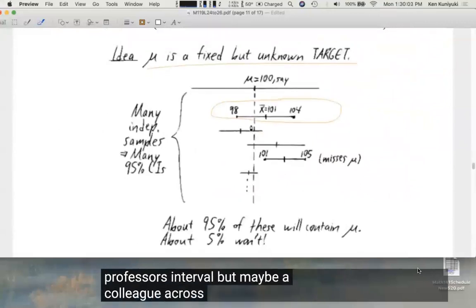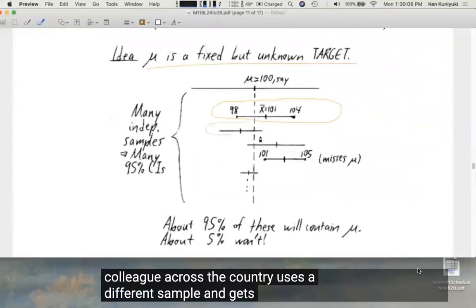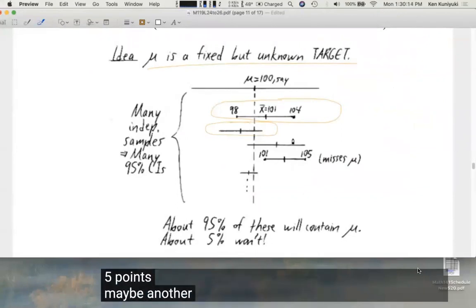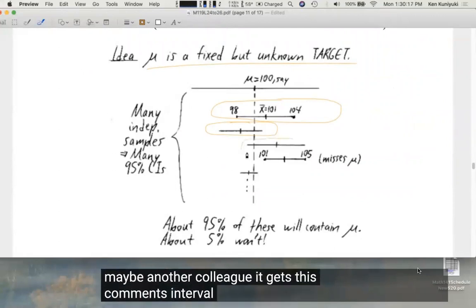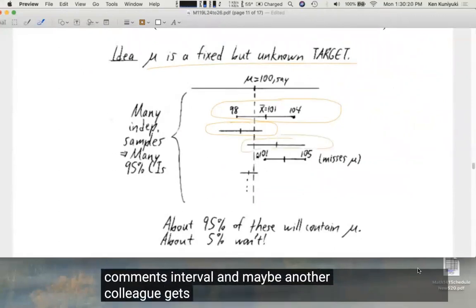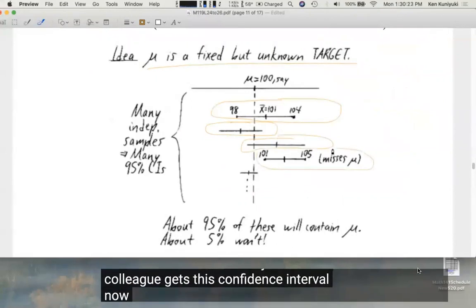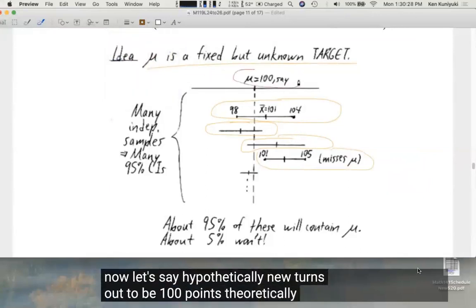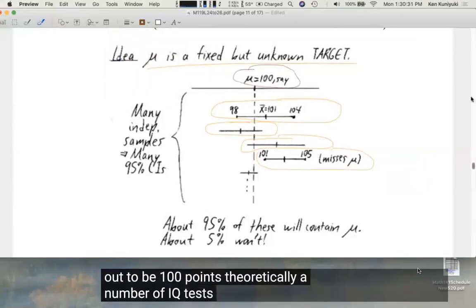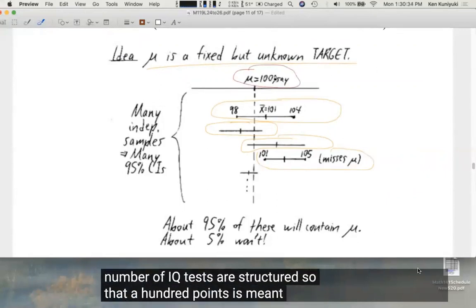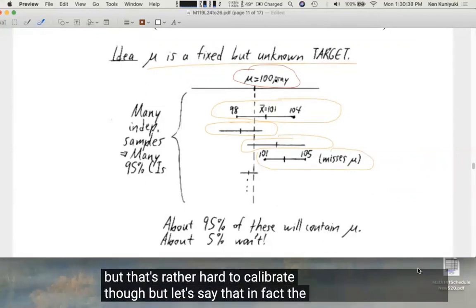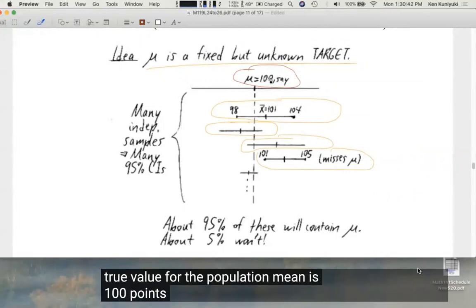But maybe a colleague across the country uses a different sample and gets this confidence interval, maybe going from, I don't know, 95 points to 100.5 points. Maybe another colleague gets this confidence interval. And maybe another colleague gets this confidence interval. Now let's say hypothetically, mu turns out to be 100 points. Theoretically, a number of IQ tests are structured so that 100 points is meant to be the mean IQ score. But that's rather hard to calibrate though. But let's say that in fact, the true value for the population mean is 100 points.